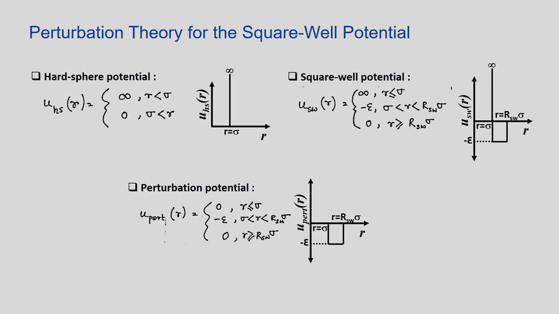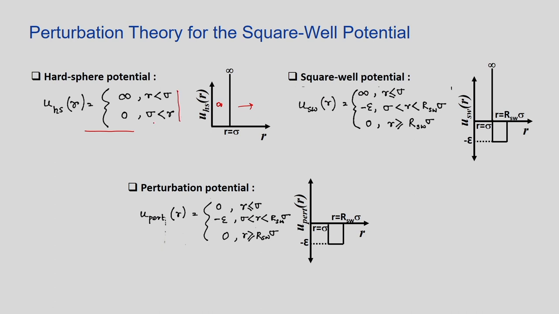Just to make you briefly understand what we mean by perturbation potential: for the hard sphere potential, we know the properties. When R is less than sigma, your interaction energy is very, very high, almost infinity. At this point it is infinity, while if you go to the right hand side of R equal to sigma, it is 0. That's what is written.